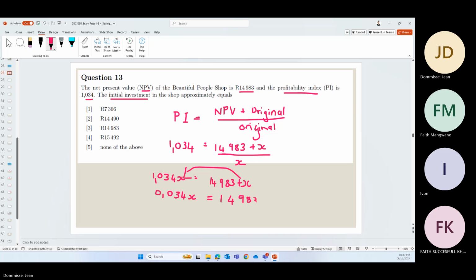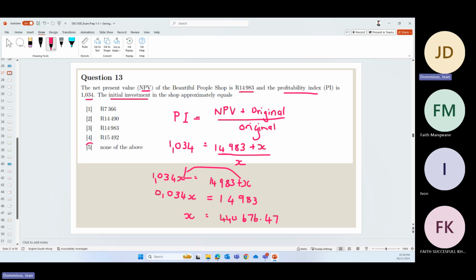If we then want to solve for x, we need to divide on both sides by 0.034. So 14,983 divided by 0.034 gives me a number of 440,676.47. Okay, then we go to our options.